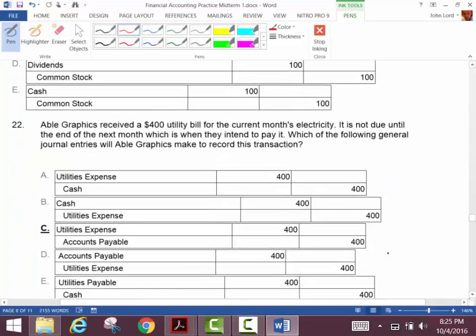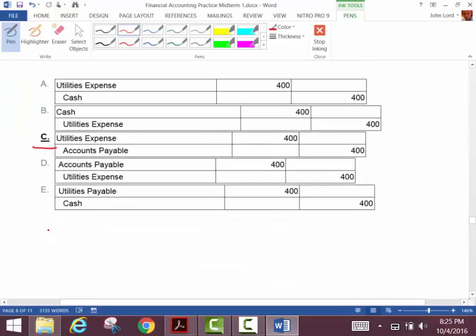22, Able Graphics received a $400 utility bill that is not due until the end of the month. What should we do? Take our expense, set up the pay a bill, right? Don't we have a bill we have to pay? By the way, where's all this coming from? Go back to the in-class example. Every single one of these now is going back to that very first in-class example, isn't it? Okay, good. Number 23.